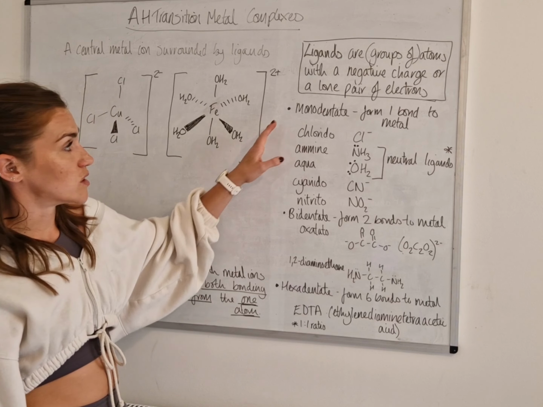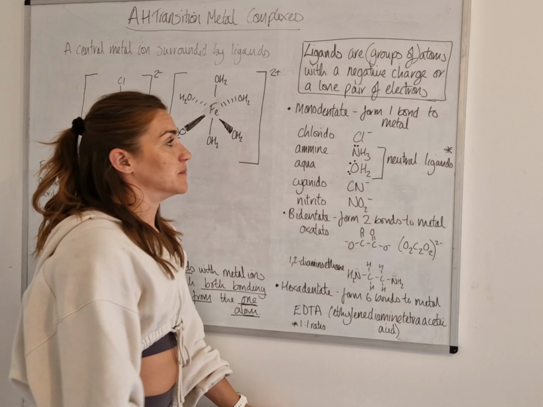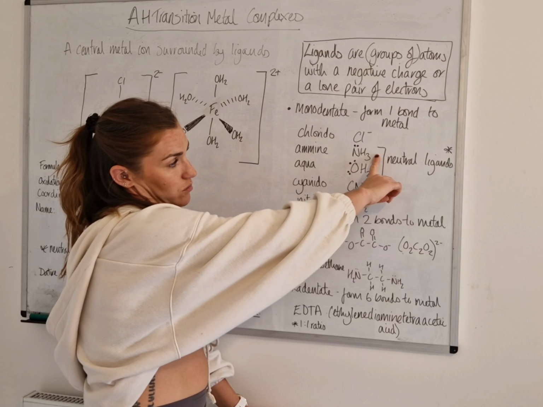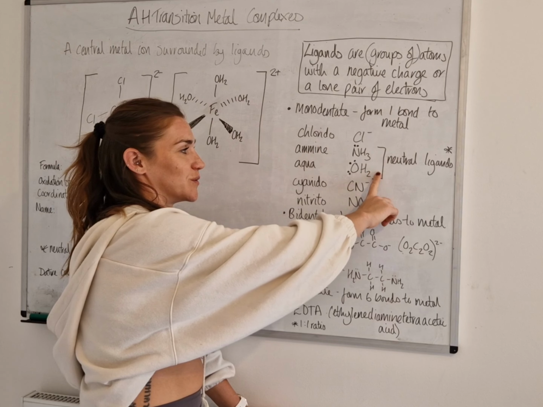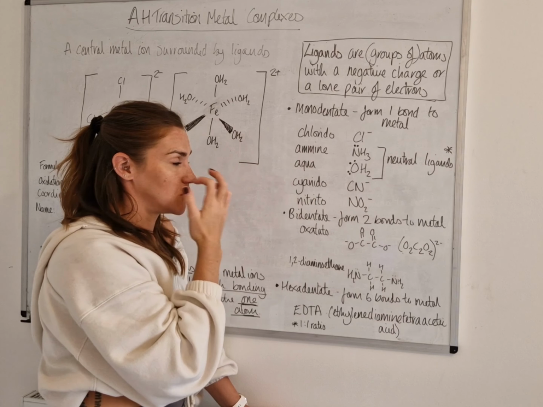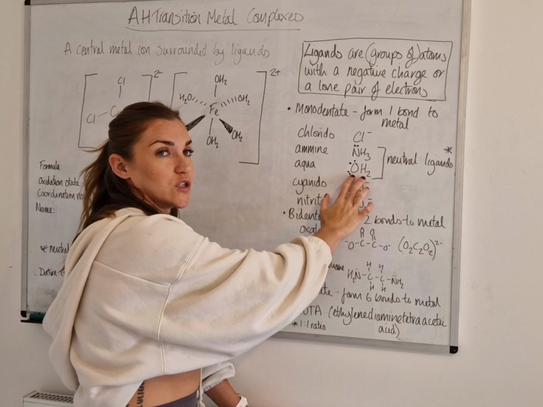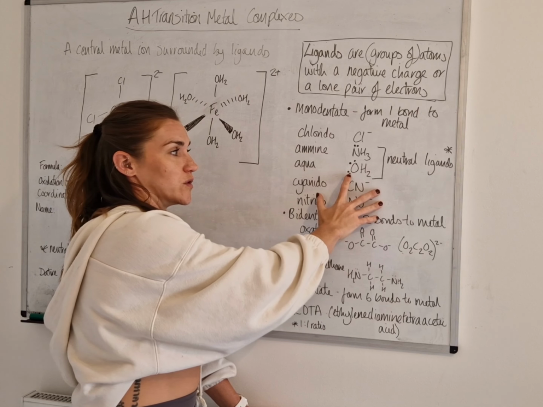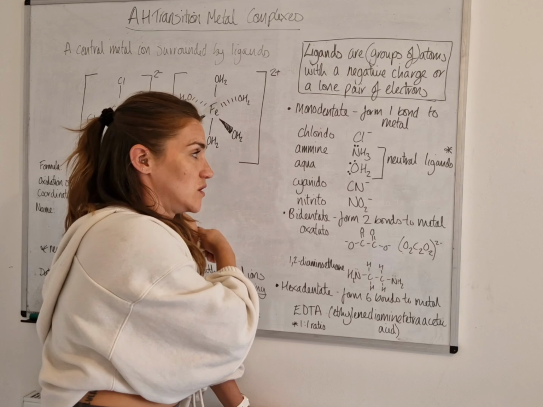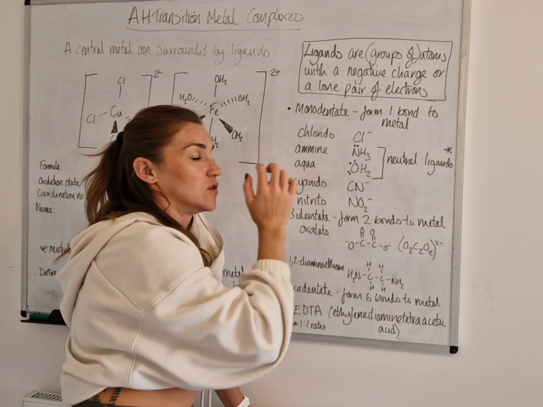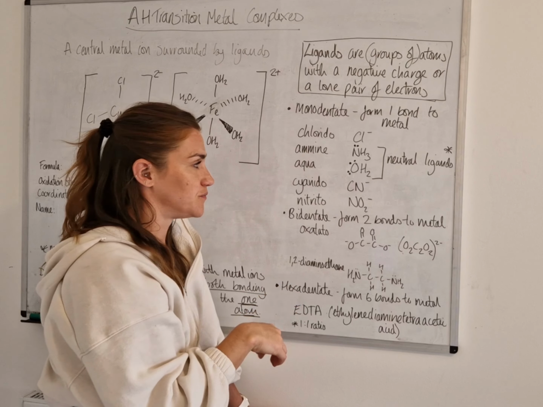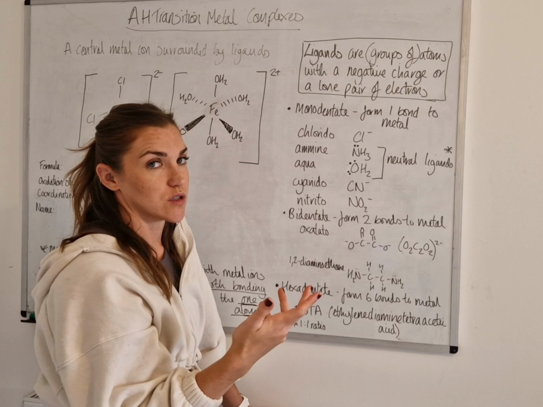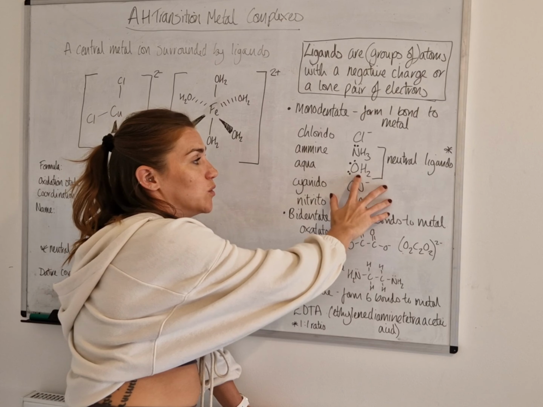Some of the common ligands that you will see are chloride ions, ammonia, and molecules of water. When we're talking about transition metal complexes, water is always written as OH2 rather than H2O. The reason for that is because it's the oxygen that bonds to the central metal atom, so they want to show the bonding atom first. Just bear that in mind when you see water as a ligand within a transition metal complex. It will be written as OH2.